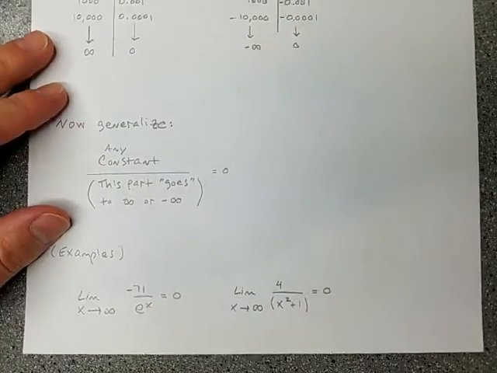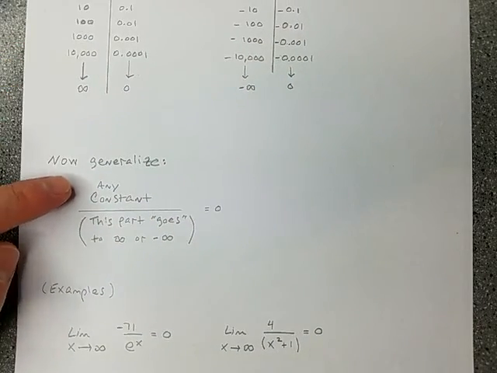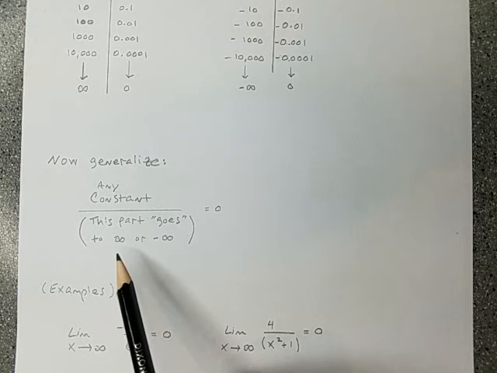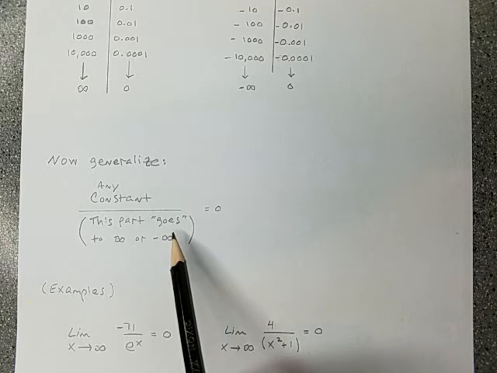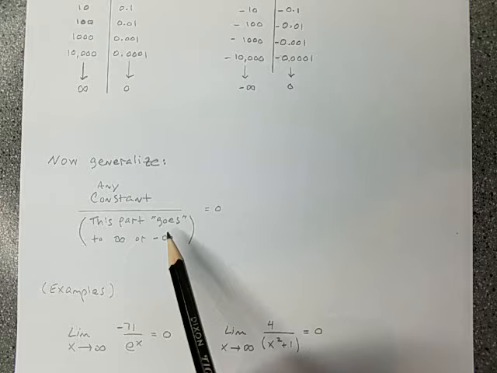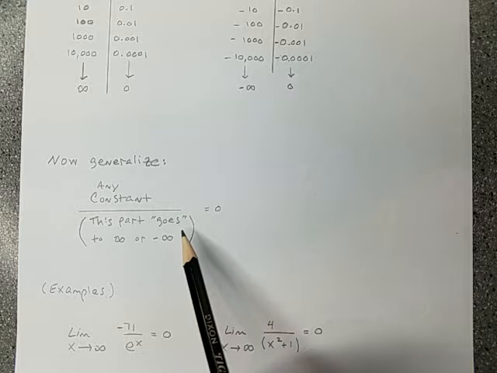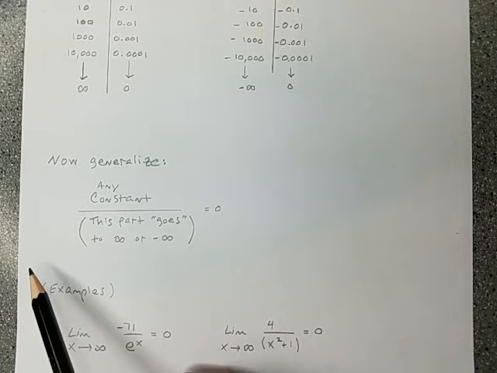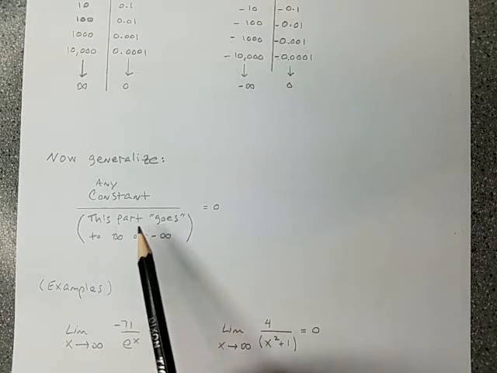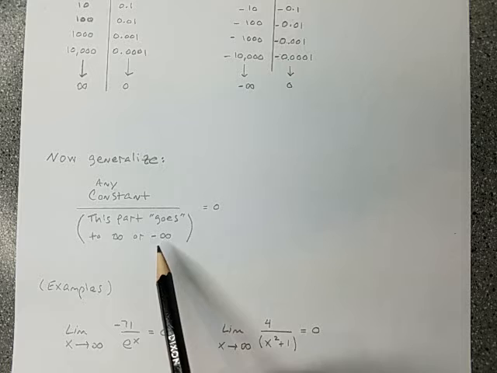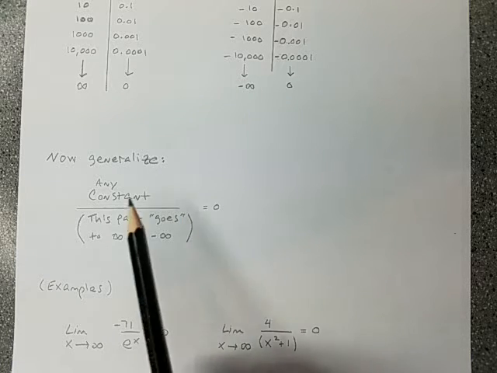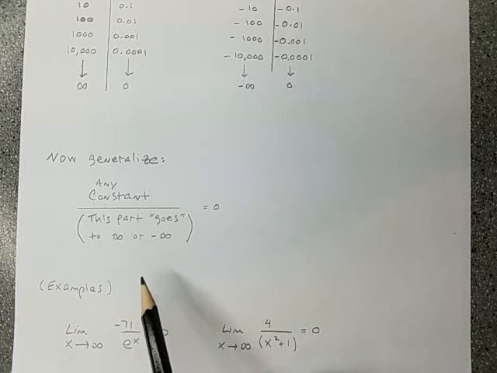Now let's generalize this idea of arithmetic. We can generalize it like this: any constant divided by something down there, whatever that is, in whatever the problem is you're doing, if this part "goes" to infinity or negative infinity, and I put goes in quotes because real mathematicians don't say goes to infinity, but I'll put it in a way that ordinary people can understand, then that will be 0, okay? So there's a general notion that you could apply.